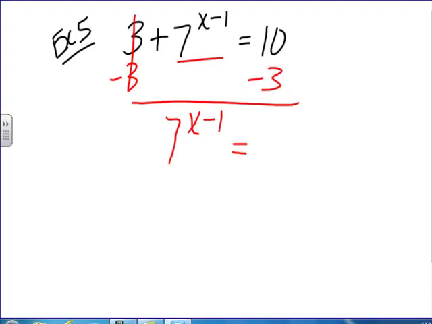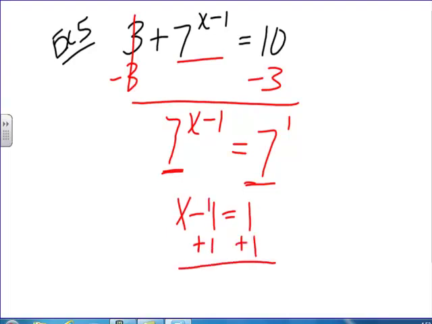So just by coincidence, 10 minus 3 is 7. So I can see right now that I've got myself common bases. The one thing I need to remember, of course, is that a 1 goes up here. So now with my common bases, I can set my exponents equal. So x minus 1 equals 1. And you see then that x is equal to 2.